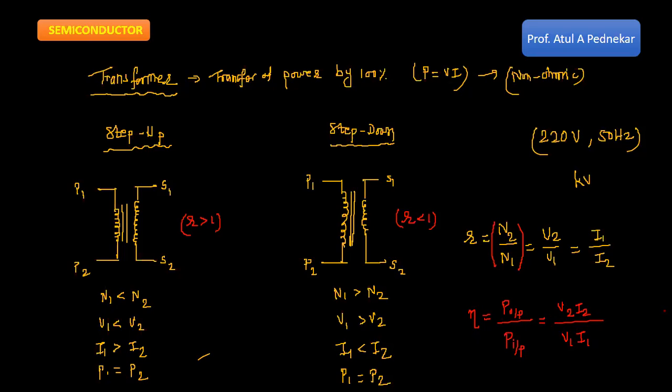Now tell me, the supply which comes to your house is AC or DC? AC. Okay, the supply which comes to your house is AC supply. But most of your household appliances require DC supply. So for that we will use one network, and that network is known as rectifier circuit. So what is the function of rectifier circuit? It converts your AC signal to DC signal.